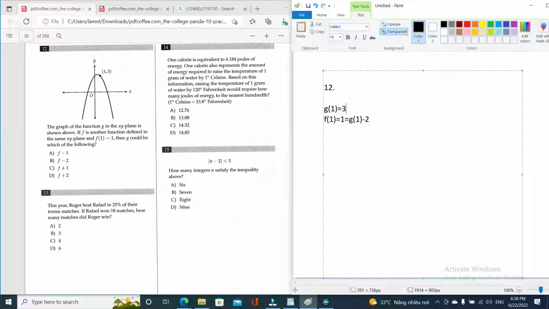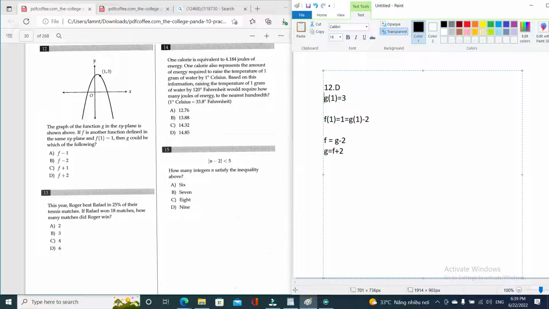The graph is the function of g, right? And we know that g(1) is 3 because (1, 3) lies on the graph of g. They gave us f(1) equal to 1, but 1 equals 3 minus 2, which is g(1) minus 2. So we can generalize: f equals g minus 2. In turn, g is f plus 2. So I think it is D.